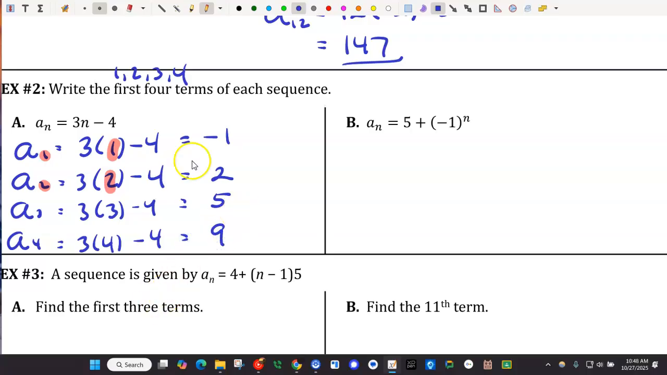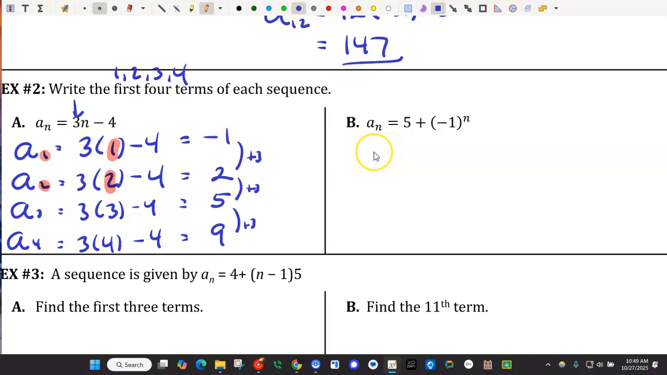And notice once you get to the end, you can identify that this is almost like a slope, and you'll notice the difference between these. That's plus 3, plus 3, plus 3, right? Very similar to a slope. The common difference is somewhat the same thing. Now, that's not always the case.